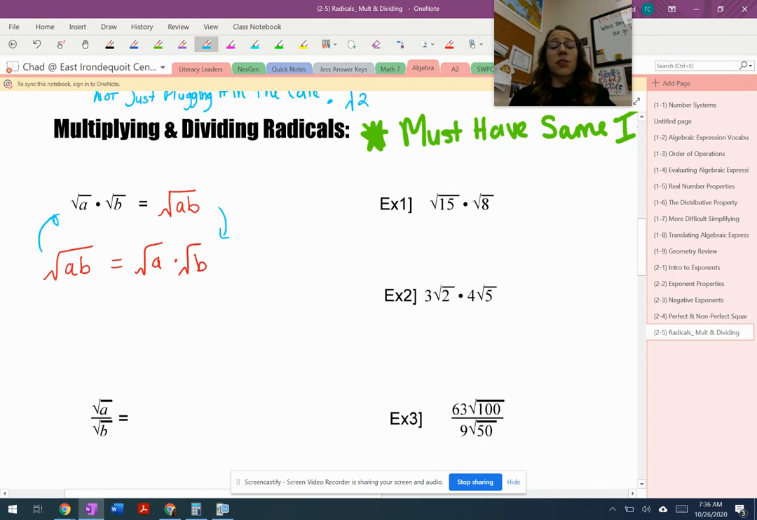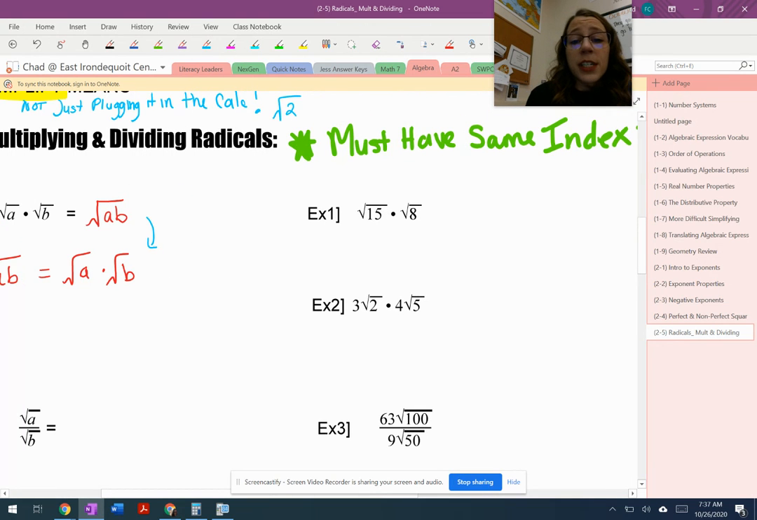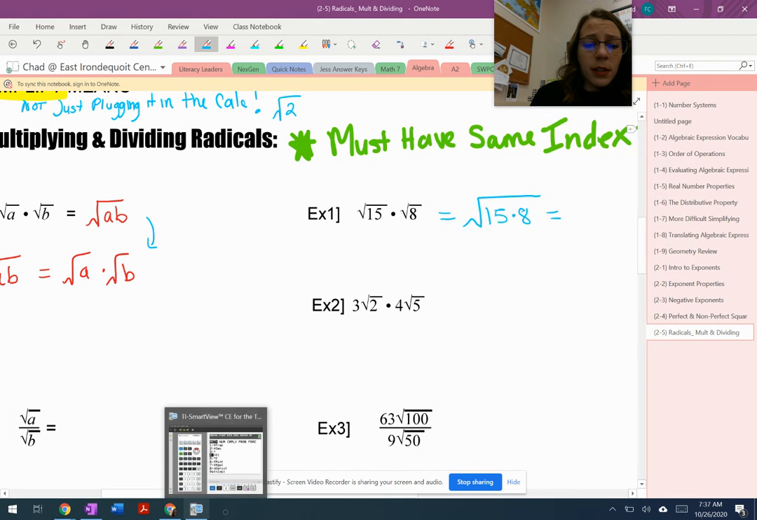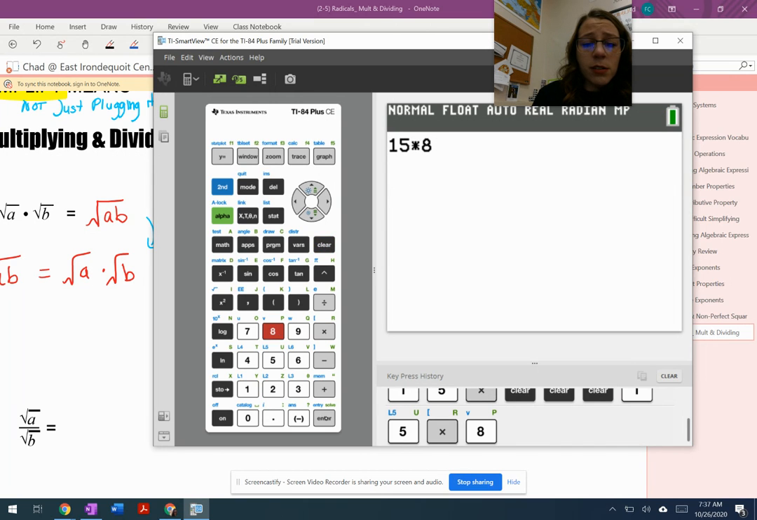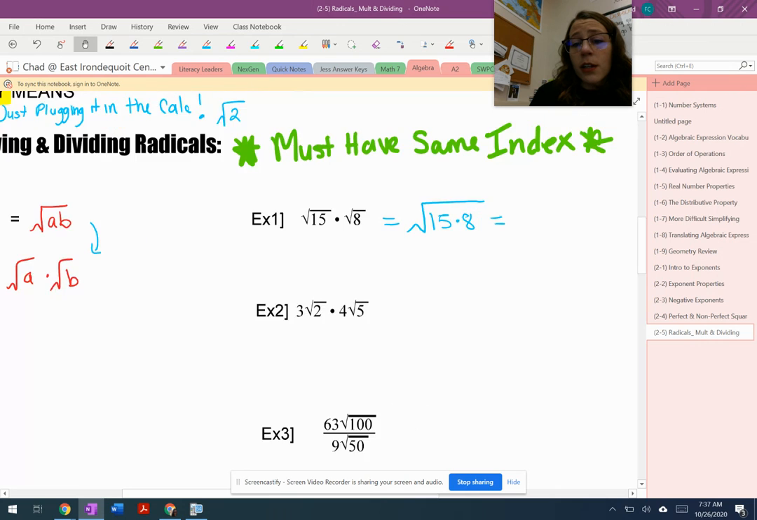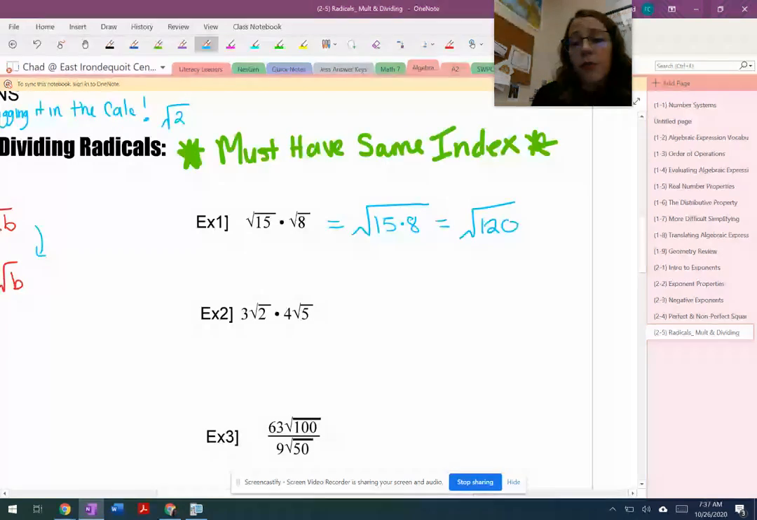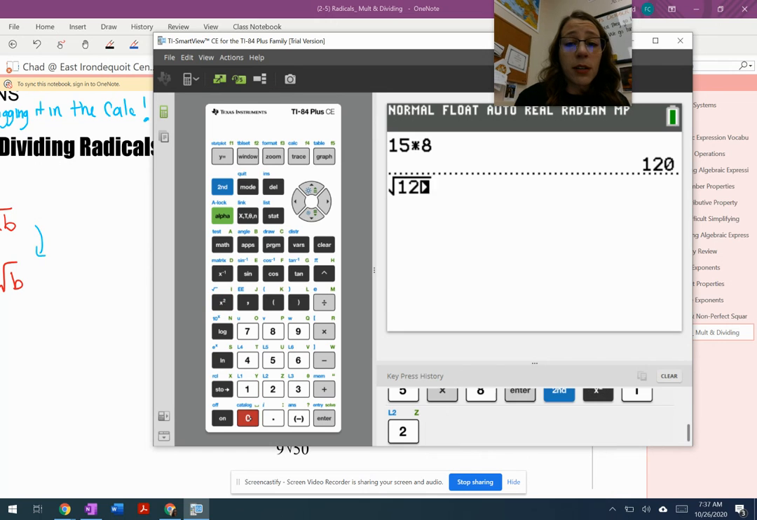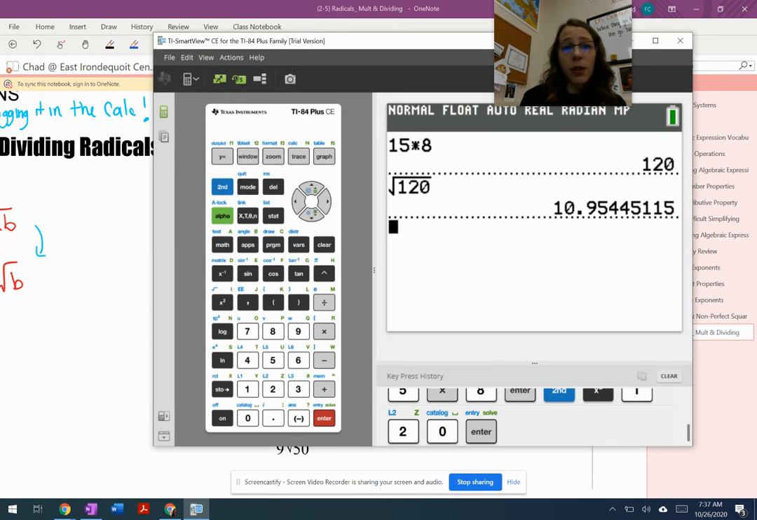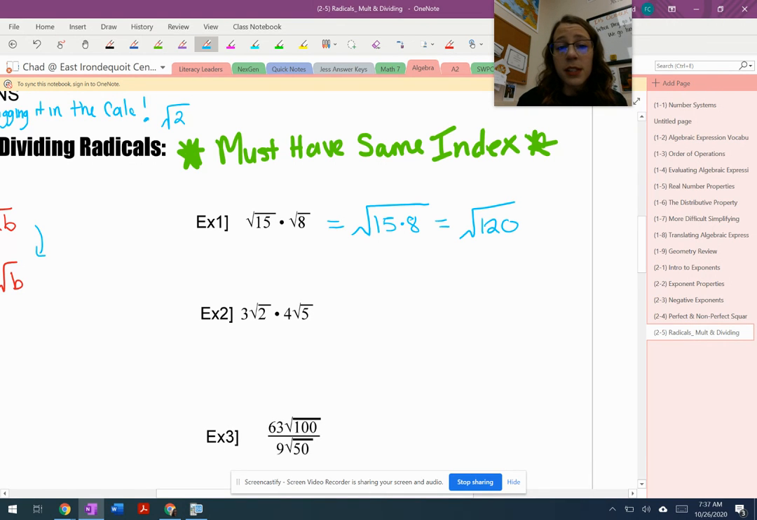So looking at this first example here, if I have the square root of 15 times the square root of 8, that would be the square root of whatever 15 times 8 is, which we can quickly go do. 15 times 8 is 120. So that would give me the square root of 120. That would be the answer if it said to simplify. If it asked me to evaluate, I would then come to the calculator, plug in the square root of 120, and write down that decimal. But this is just simplifying.